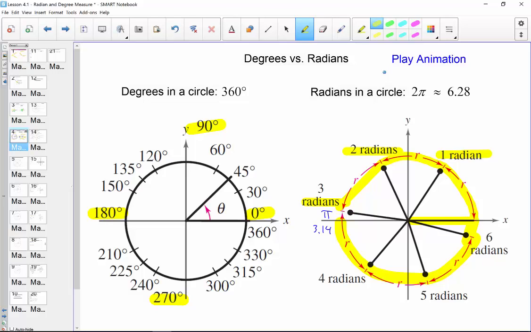The reason it's 0.28 is because once we got around the circle again, if halfway around the circle was pi, all the way around the circle would be 2 pi. Because pi equals 3.14, 2 times 3.14 equals 6.28 radians. So remember, half of a circle is pi, a whole circle is 2 pi. In decimal terms, half of a circle is 3.14, a full circle is 6.28 radians.